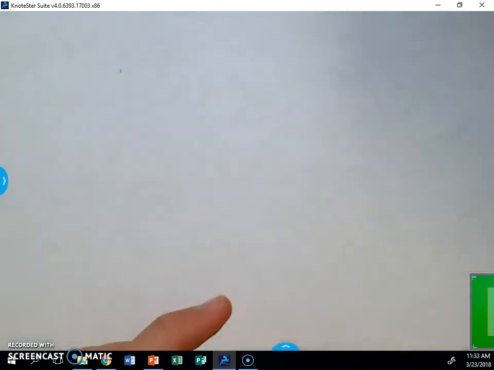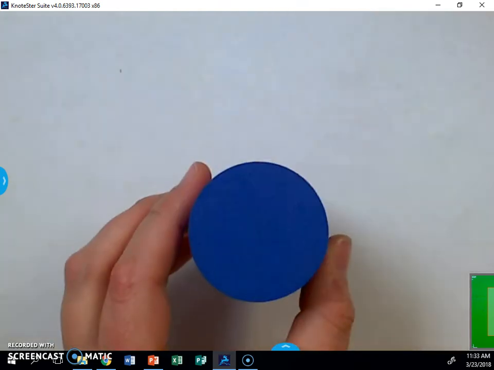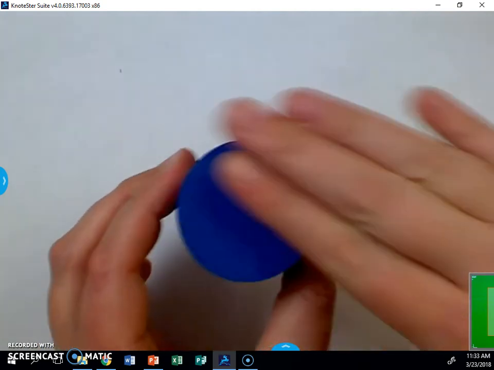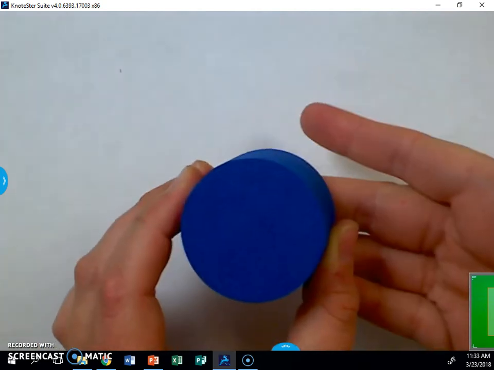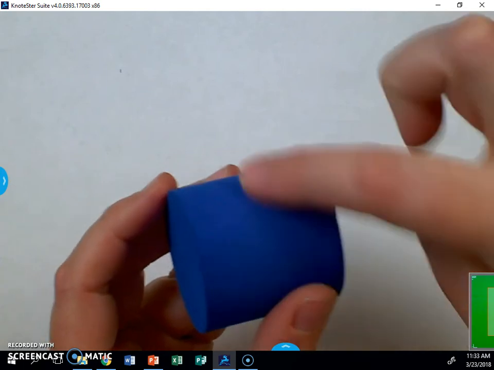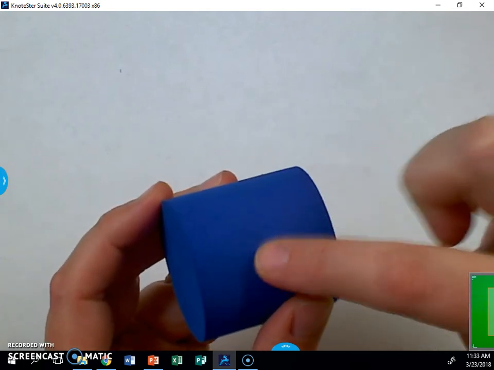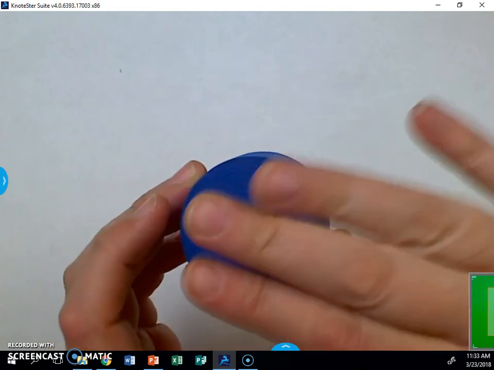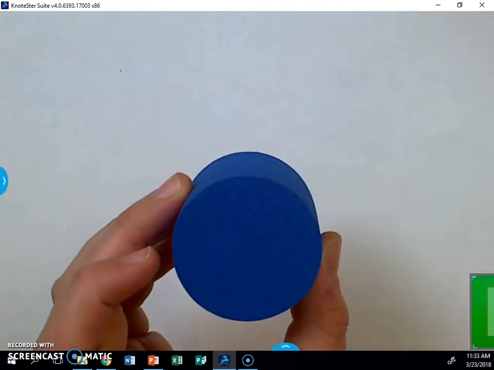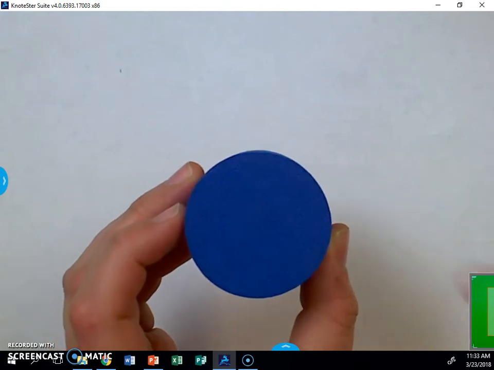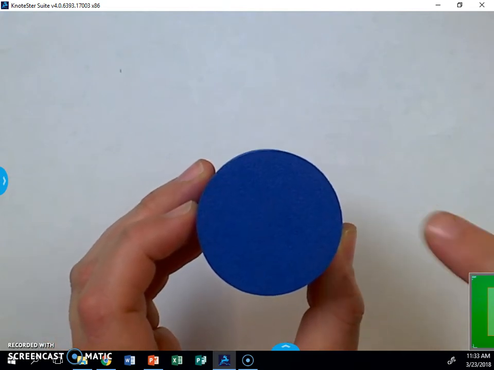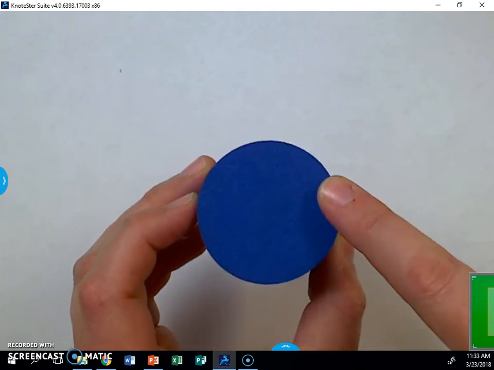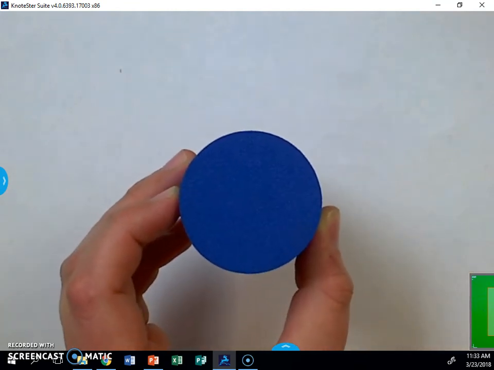The next shape I'm going to show you is a cylinder, like a can of green beans or a can of corn. A cylinder has 2 faces. This does not categorize as a face because it is a curved surface. So we can only say it has 2 faces. It also has 0 edges because in order for it to have an edge, this line right here would have to be straight. And since it is curved, it cannot be considered an edge.